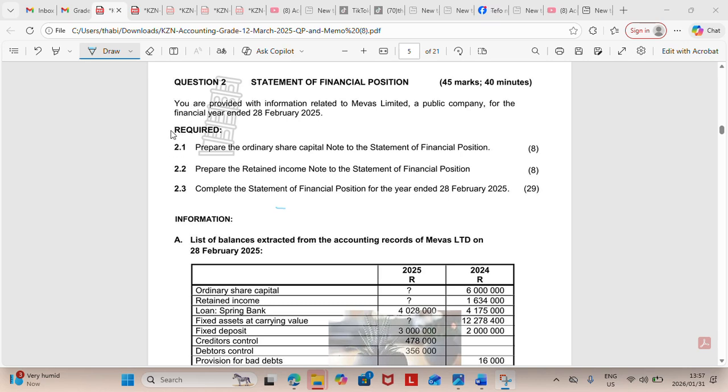So on 2.1, we need to prepare the ordinary share capital note for the statement of financial position. 2.2, the retained income note. 2.3, guys, to complete the statement of financial position, also known as the balance sheet, for the year ended 28 Feb 2025.